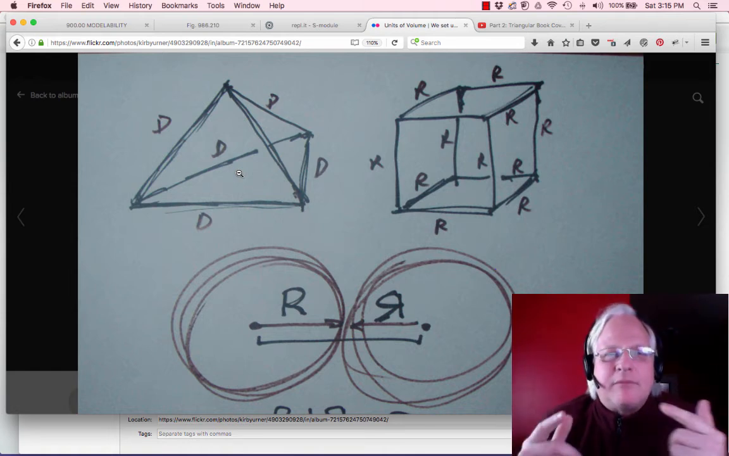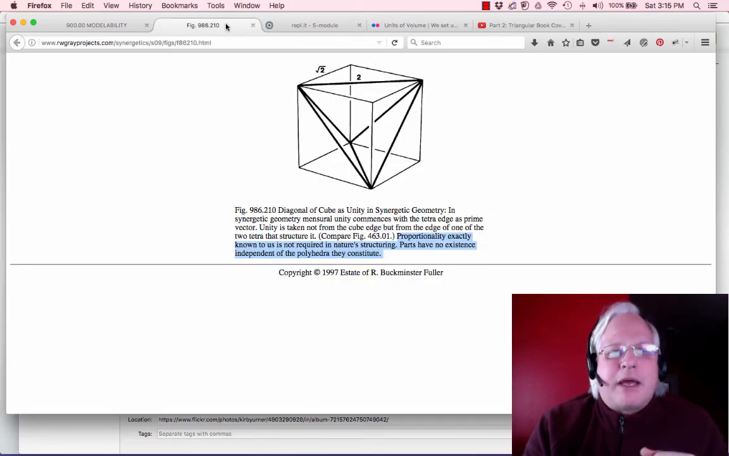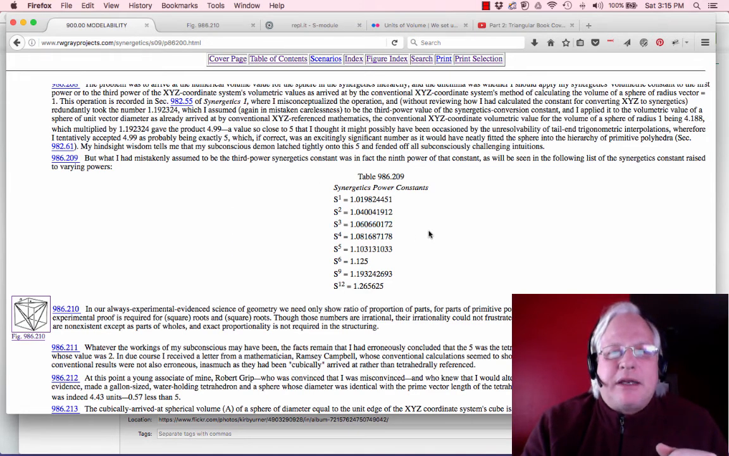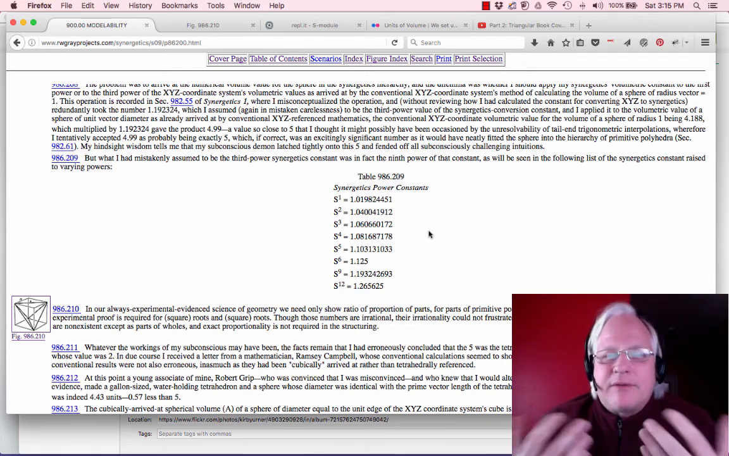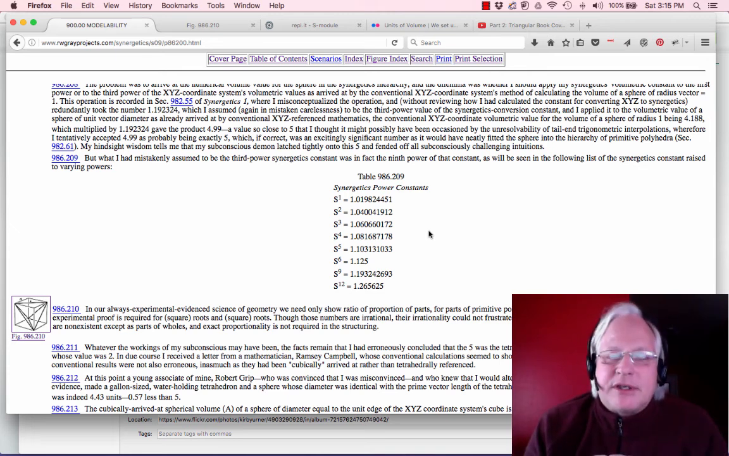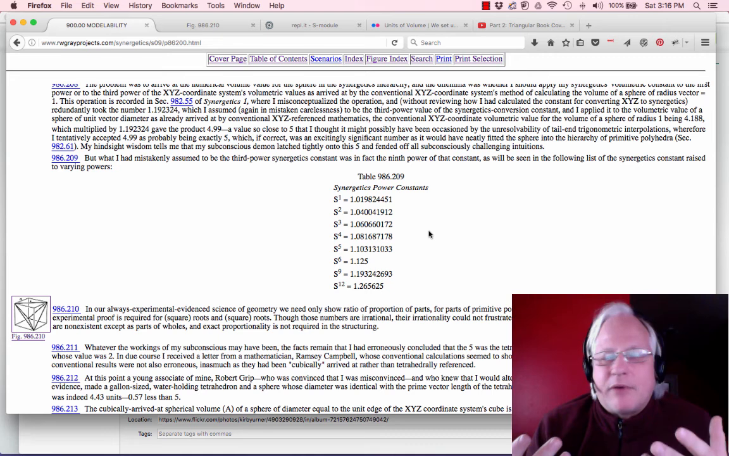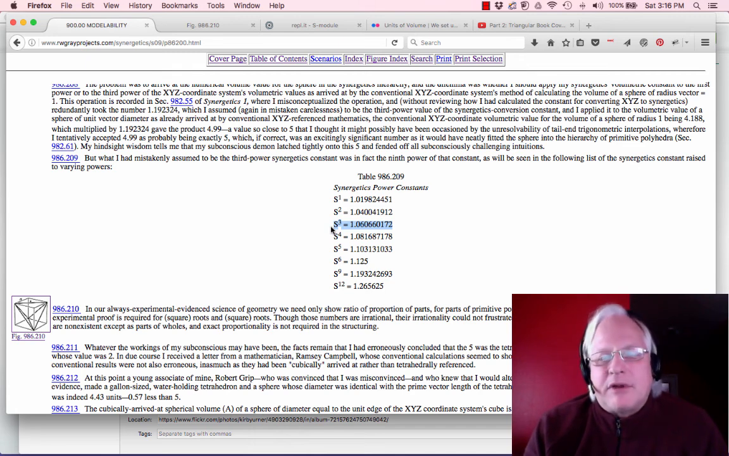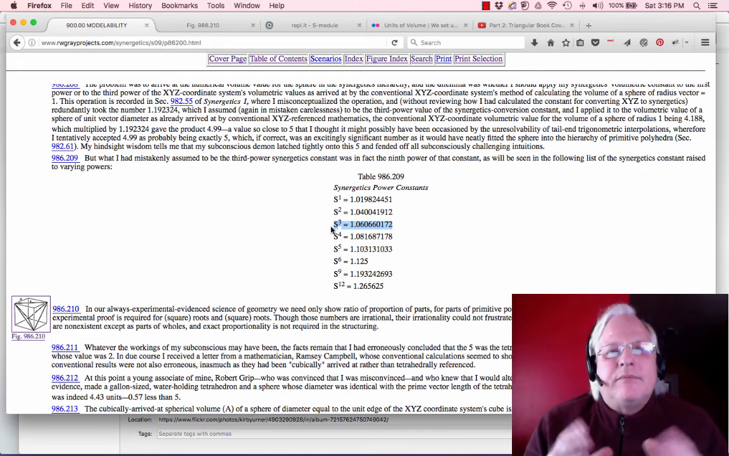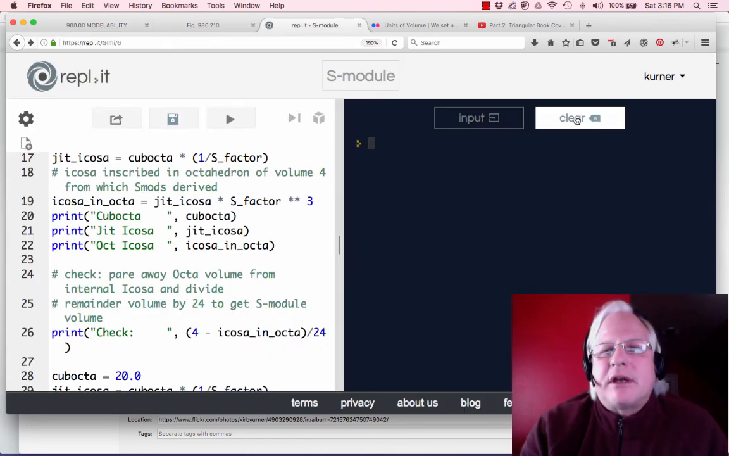So again, going between them is what this chart is about, where Fuller is explaining the mistake that he made regarding what gets to be volume 5. He's on the brink of discovering the T and the E modules, and he's trying to recapitulate his thought process, what went on there. And he publishes this table, 986.209, and that's where S3, S to the third power, is the one we're looking at here. Now you can also call that the square root of 9/8. So that's a good review of how the Synergetics constant works.